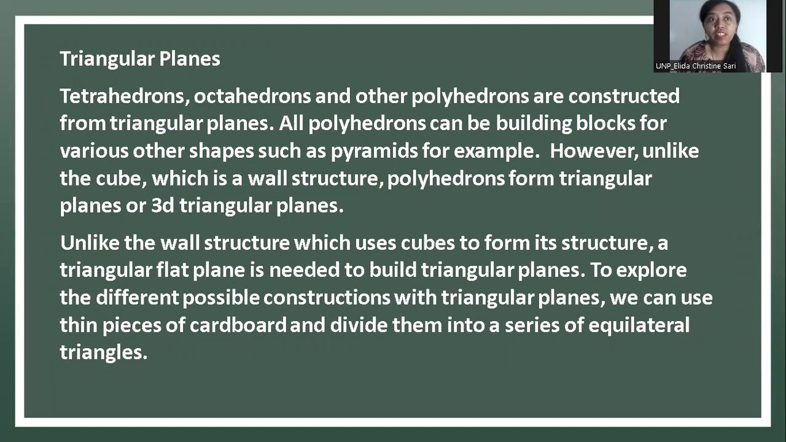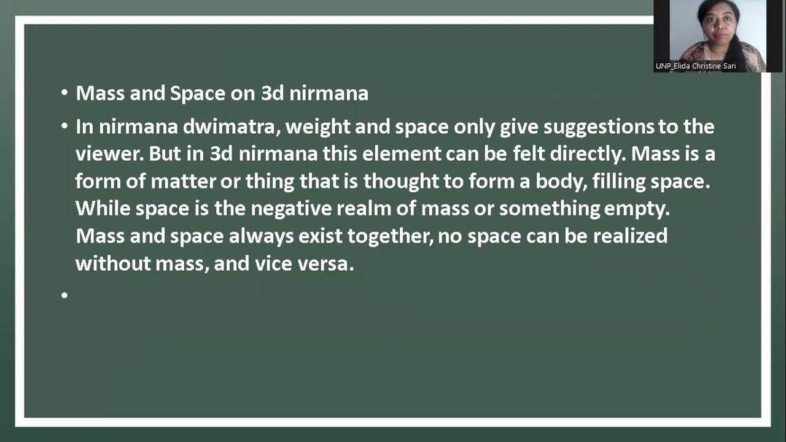And for the triangle planes, the tetrahedron, octahedron, other polyhedra, and cross-sections, all polyhedra can be building blocks and various other sets, such as a pyramid, for example. However, unlike the cube with its wall structure, polyhedra are formed from triangle planes or 3D triangle planes. Unlike the wall structure, which uses cubes to form its structure, this one uses triangles. And then to explore the different possibilities, try to explore how to characterize the object in the Nirmana.